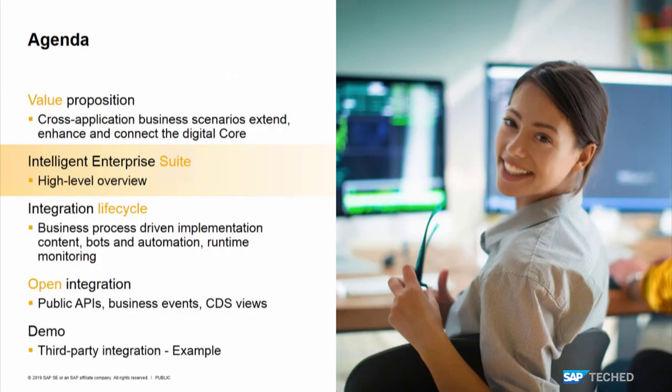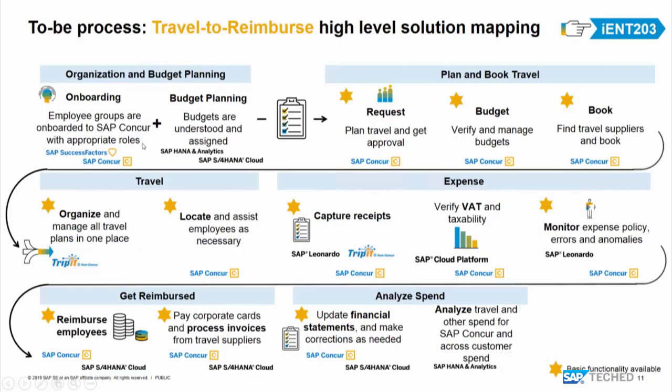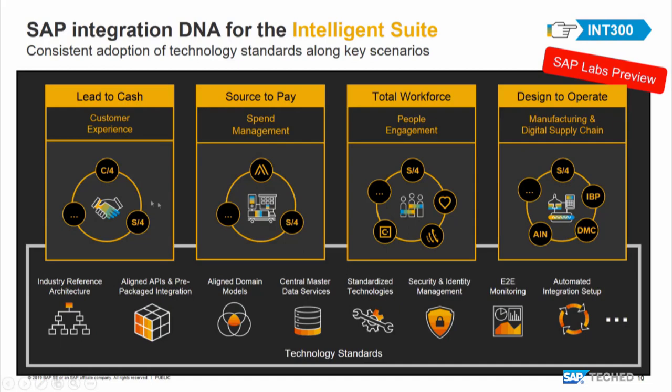So when it comes to this notion of the Intelligent Enterprise Suite, we basically look at these four main end-to-end scenarios of lead to cash, source to pay, total workforce, and design to operate. And as you can see, they do combine multiple SAP-branded solutions. So here under the label of customer experience, of course, we have our C/4 suite, we have S/4HANA. Here for spend management, of course, again, we have S/4 for the core of the operational procurement, but also the Ariba network and Fieldglass and Concur.